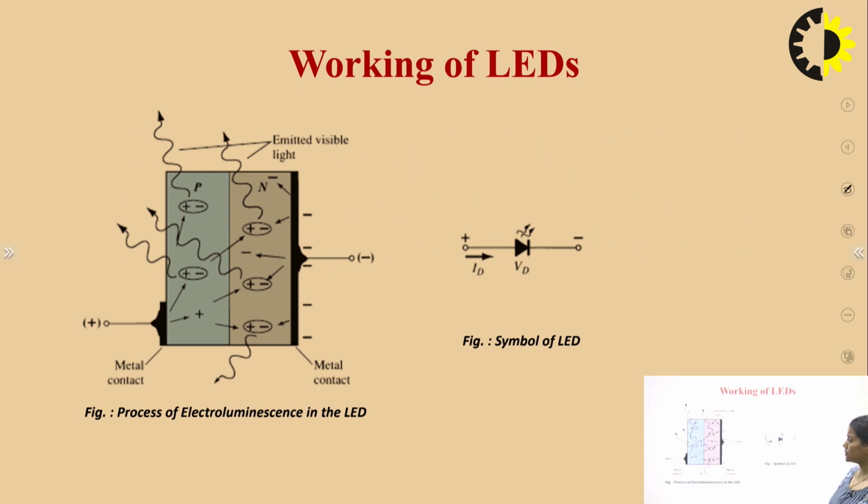So, this is the working of LED. We can see that as the carriers are moving, they are recombining. They will move from the higher energy level to the lower energy level during the recombination, and so the light will be emitted as the output. This is the symbol of LED. We can observe that it is just opposite to that of the photodiode, because here we can see the light, that is the photons, being emitted as the output.